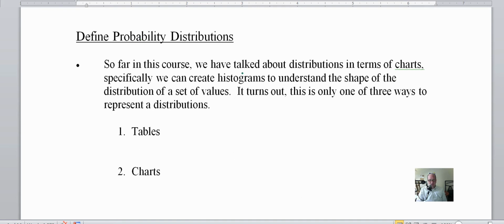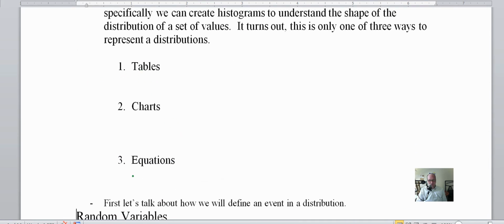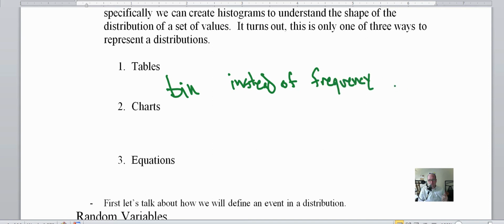So it turns out that these probability distributions come in 3 different flavors: tables, charts, and equations. We've actually seen these sorts of distributions with frequencies in 2 ways. So tables, these are just where we make bins and write how often something would happen in the bins. So instead of frequency, we display probability. We'll see an example in just 1 second what this means. All right, so that's a table.